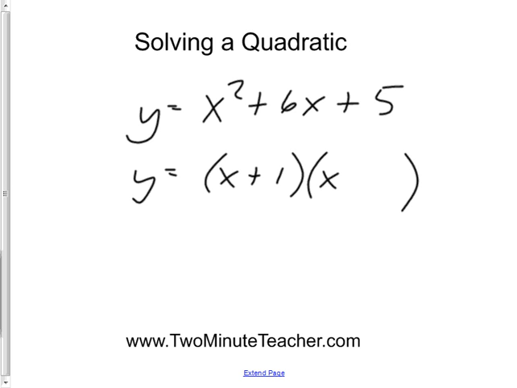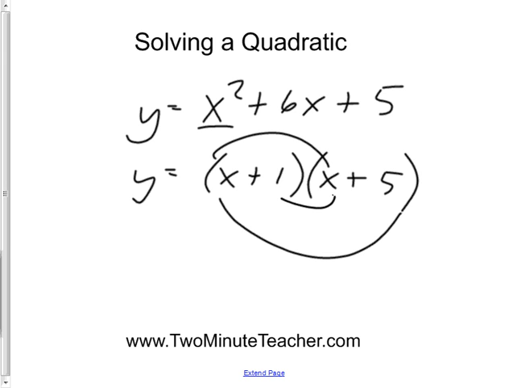(x plus 1)(x plus 5). How do I know that works? Because the first is x squared, the outside and the inside make a total of 6x, and the last makes 1 times 5, which is 5.